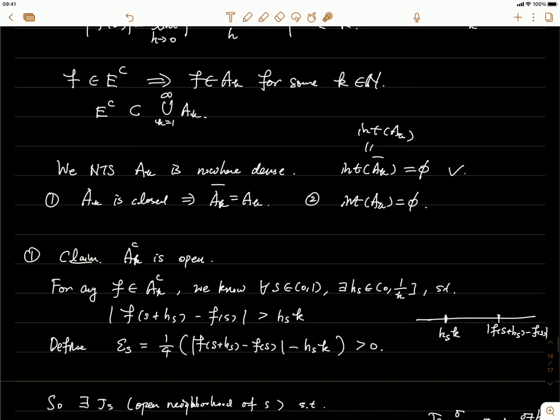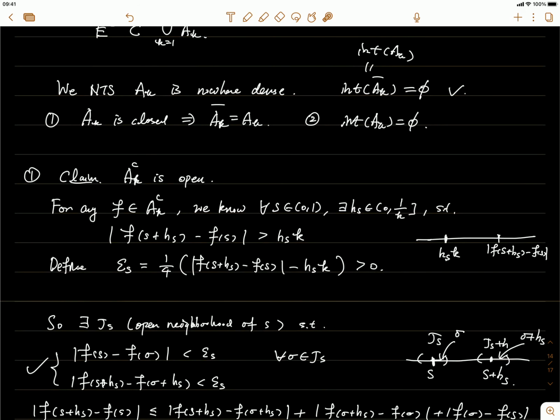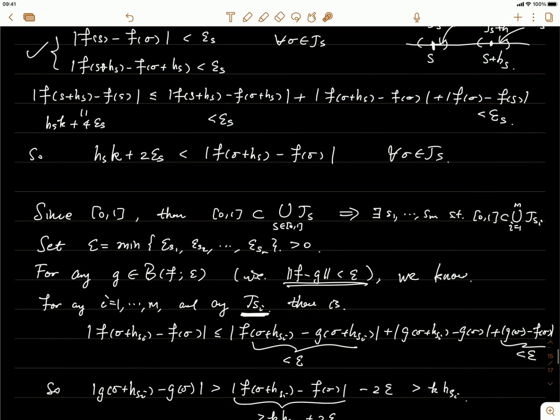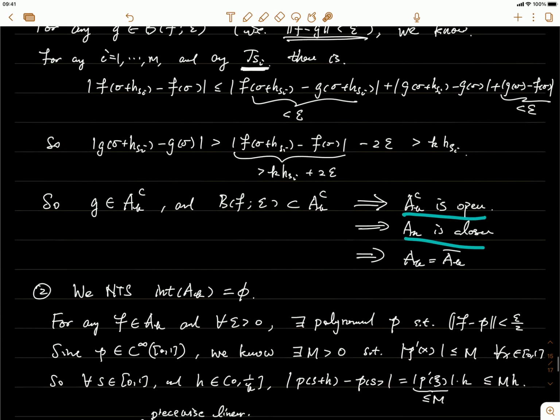To show that each AK is closed, I just need to show that the AK complement is open. To that end, I show that for each point f, there exists an epsilon small enough so that every point in the neighborhood is in the AK complement. So that's what we did here. We found this epsilon such that for any g in the neighborhood of f with radius epsilon, g is also inside the AK complement. That's how we show that this open ball is inside the AK complement. That shows that the AK complement is open, and then AK is closed. So that's the first one.